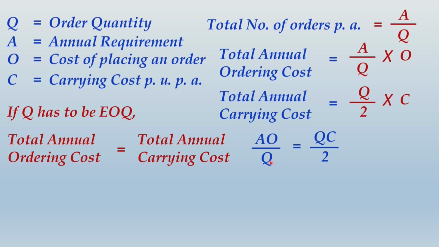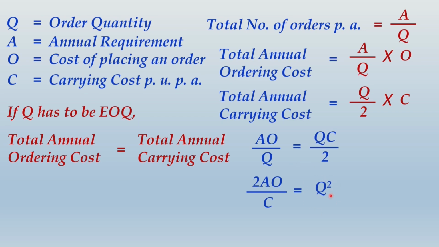Now if you are just trying to solve this equation, you cross multiply, and this 2 gets multiplied to A into O, and this C over here becomes the denominator over here, and this Q gets multiplied to this Q, and it would eventually become Q squared. So what do we get? 2AO divided by C will become Q squared.